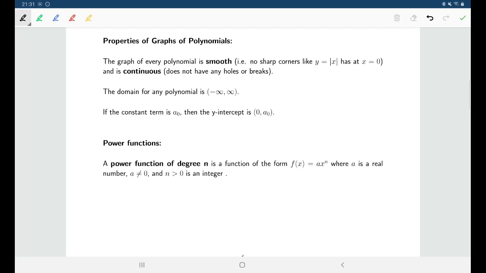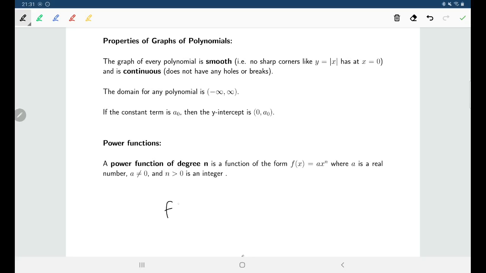All right, we're going to now talk about power functions, which are a special kind of polynomial function, one in which we have any real number constant, just as long as it's not 0, multiplied by x to some integer power. Now, I'm specifying here that n has to be greater than 0 in order for this to be a power function. Other books will say different things.